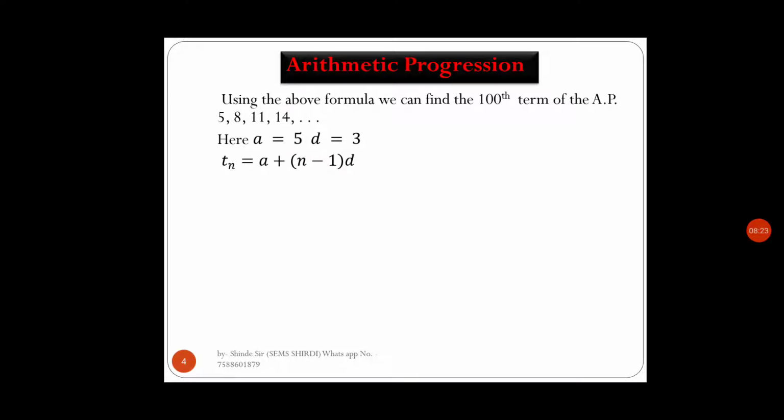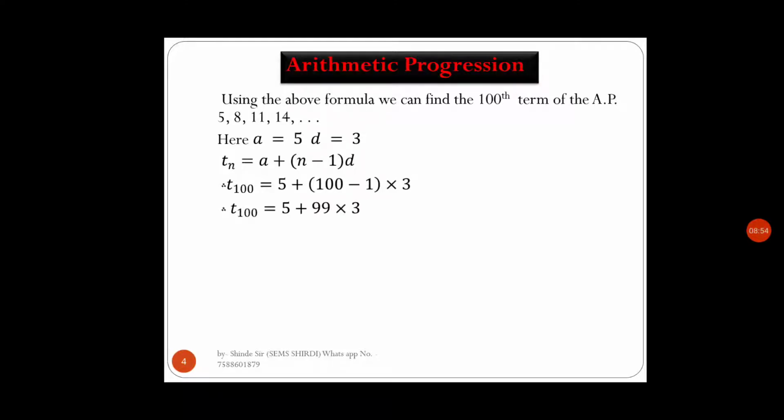Tn is equal to A plus (n minus 1) into D. Here, to find the 100th term, n is equal to 100, A is equal to 5, and D is equal to 3. We substitute all these values in Tn. Then T100 is equal to 5 plus (100 minus 1) into 3. Now keep 5 as it is, plus 100 minus 1, 99.